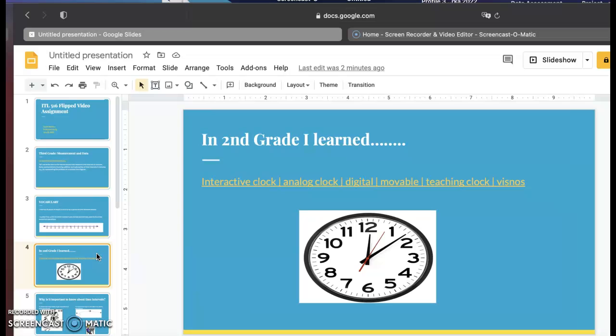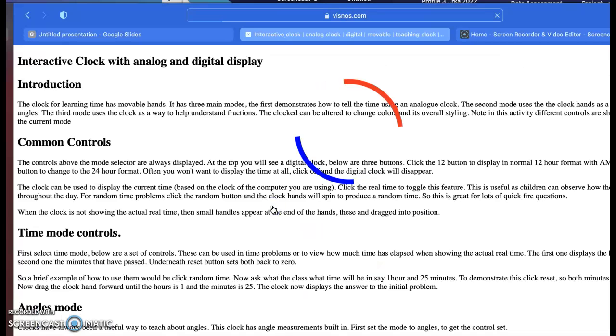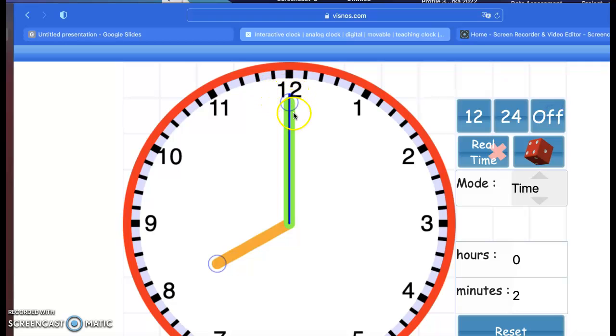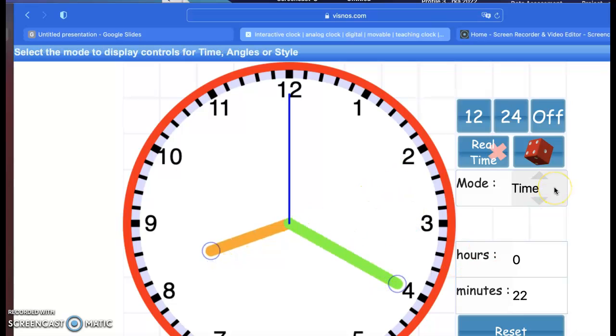So first, in second grade, this is what we have learned. I'm just going to give you one question for you guys to answer. Remember that the green hand is the minute hand, and the orange hand is the hour hand. So if I were to move the minute hand here, can you guys tell me what time it reads now?